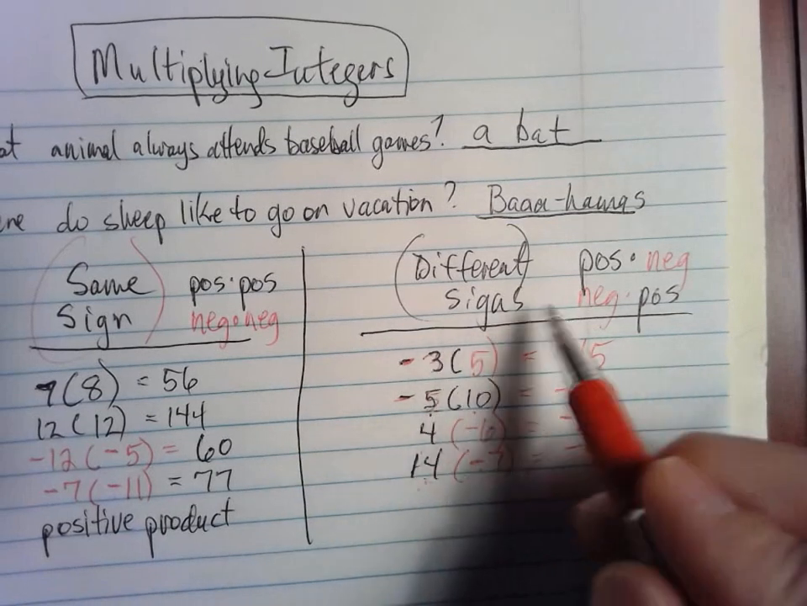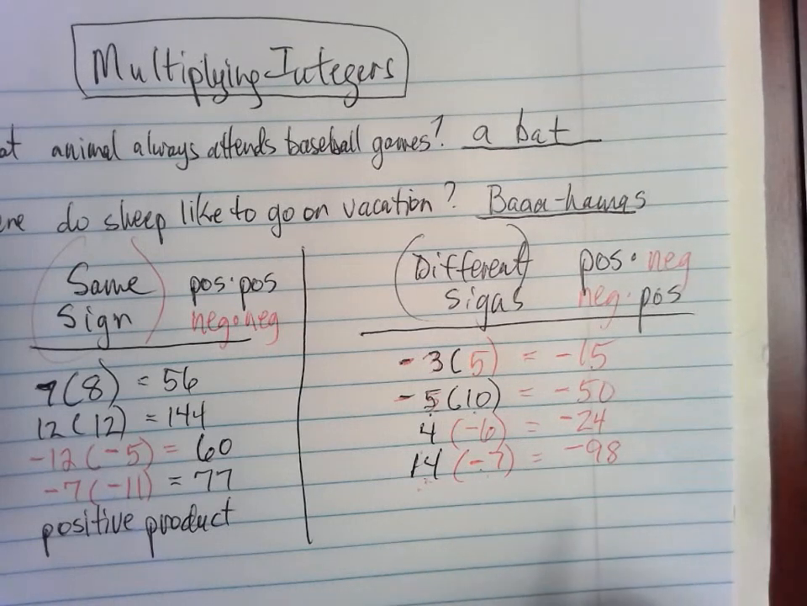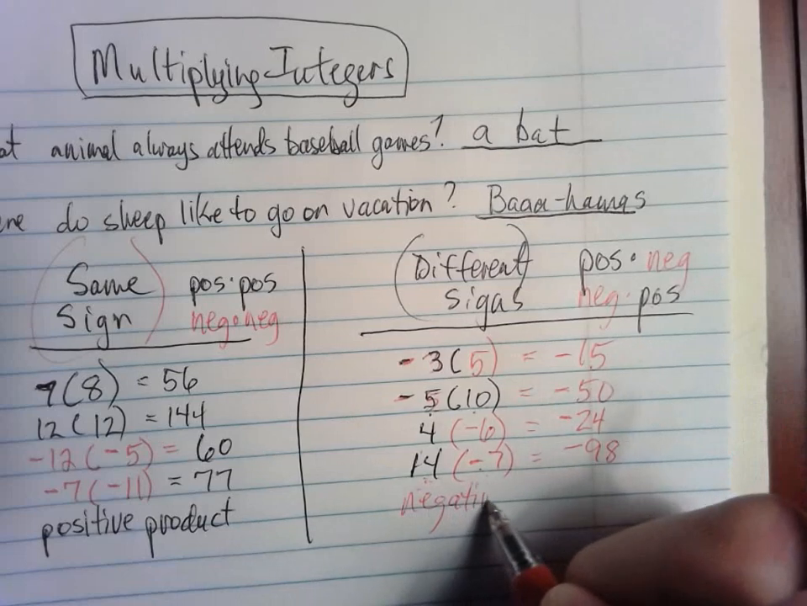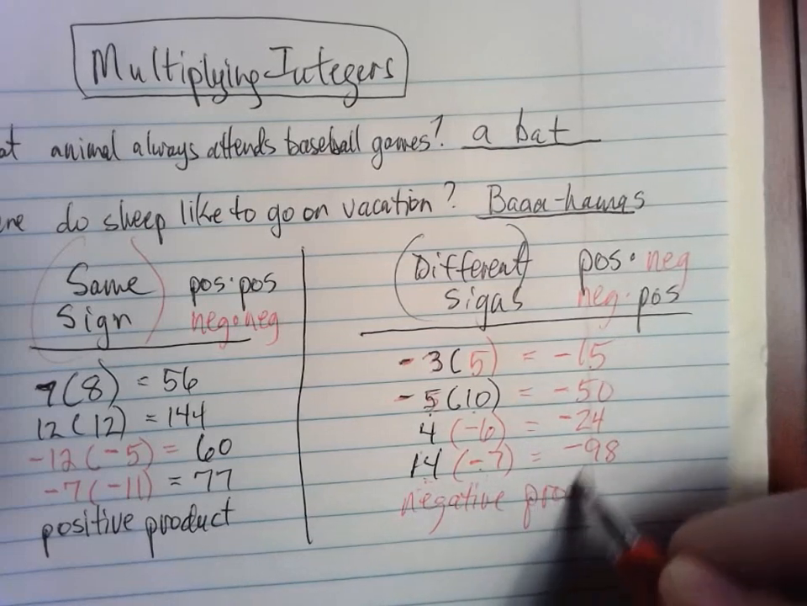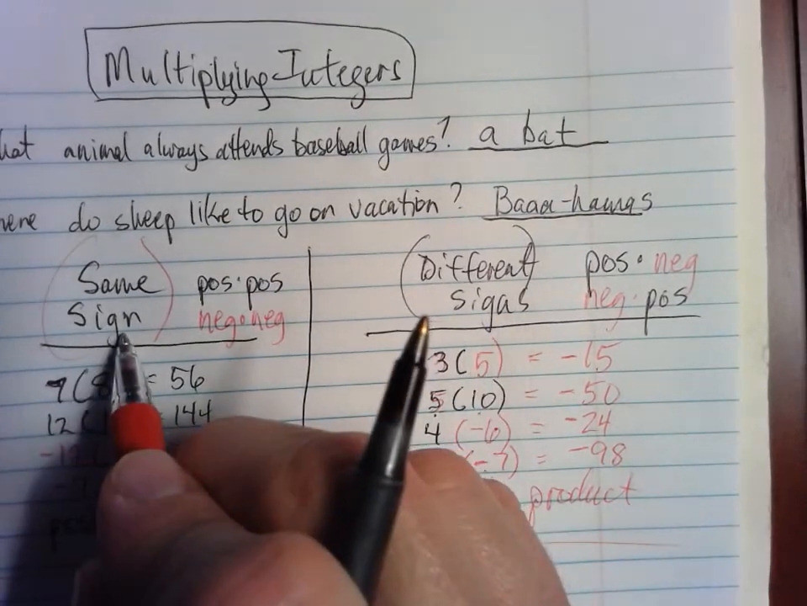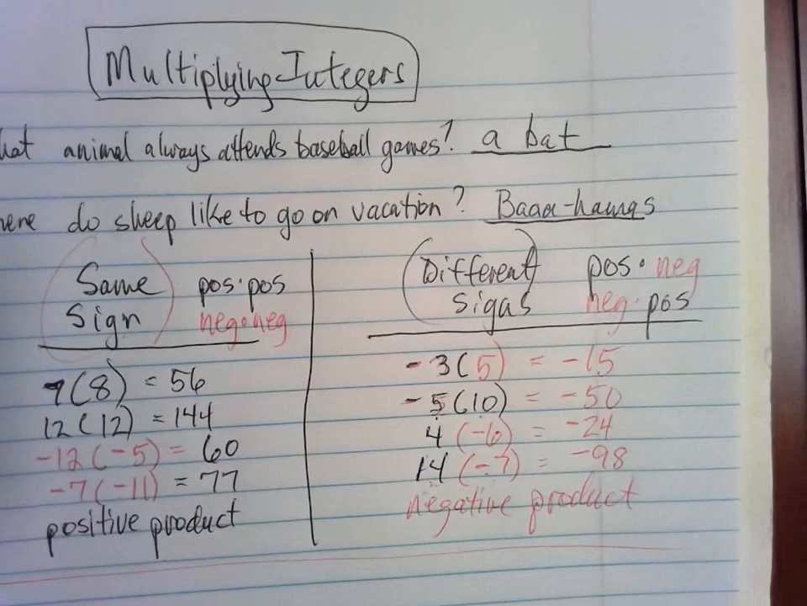Okay, so when you have different signs, whether your positive comes first and you do a positive times a negative, or whether your negative comes first and you do a negative times a positive, you're going to get a negative product. All right, so there's the first little part. Same signs gives you a positive product. Different signs give you a negative product.